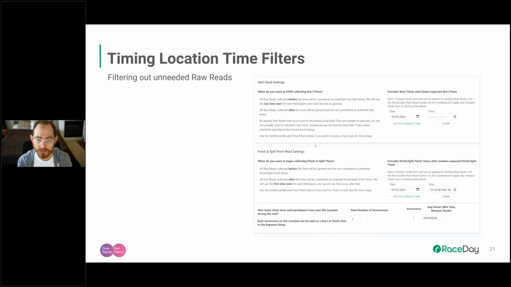So make sure you set your start time to be a little bit after your actual gunshot, if you are using start reads at all. If you're not, you don't have to worry about it. And then your finish, make sure that you set it right about just before the time you anticipate your first finishers. So it's a 5K, maybe like 13 minutes or 14 minutes. If it's a 10K, maybe like 31 minutes, something like that.